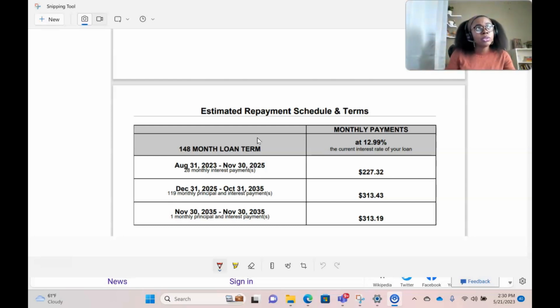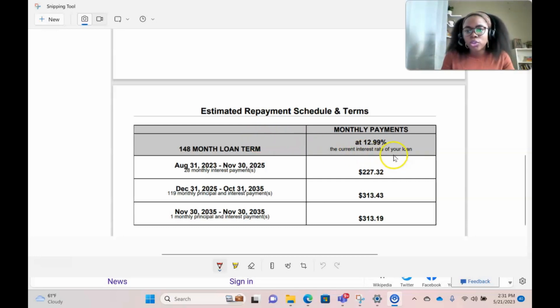When I took my student loans, I think mine was 15 years then. But this is a 12-year loan and your interest rate is 13%, which we've talked about. And what they're saying here is this is what your schedule will look like.